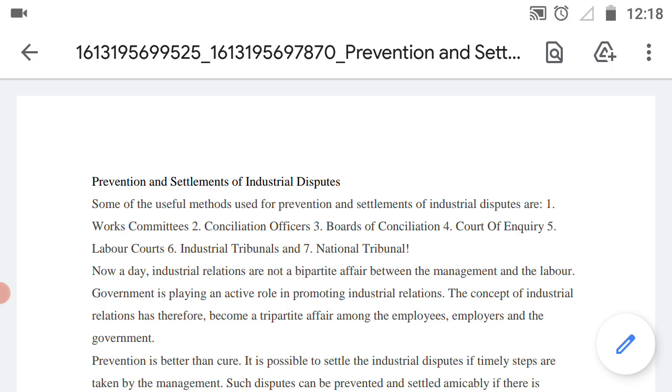We have gone through industrial relations, in which there are actually three actors, but two of them are the most active actors, and mostly these two actors are interrelated to each other. Which are these two actors? These two actors are employer and employee.